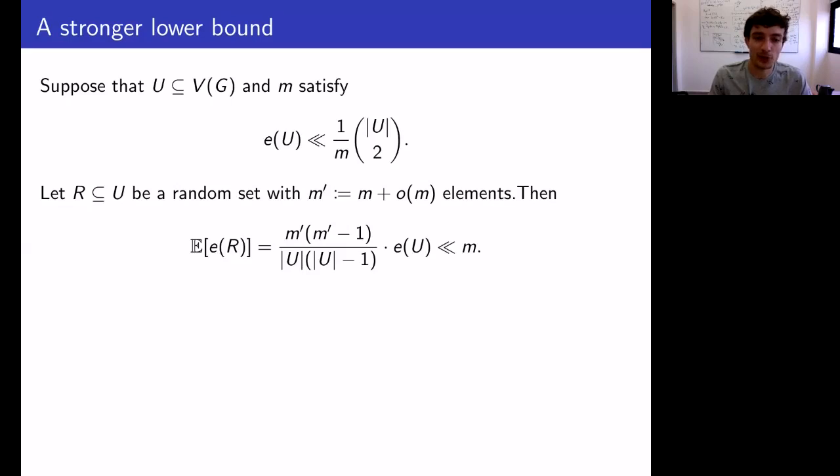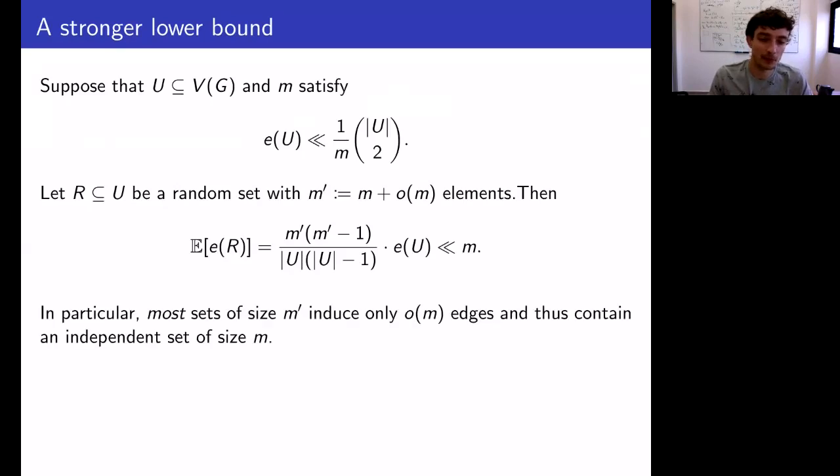So what does it mean? We take a set of roughly m elements, and the number of edges we see there is much, much smaller than m, so we can just remove one vertex from every edge, and we get an independent set of size m. So in particular, since this expectation is much smaller than m, then with probability close to 1, a typical such set of size m prime will contain an independent set of size m.